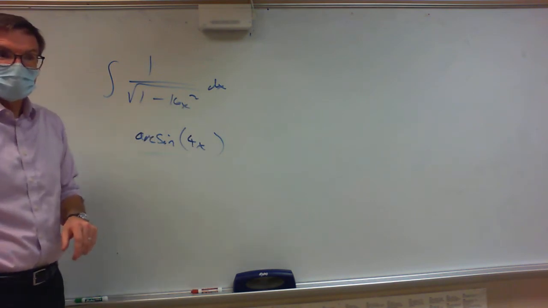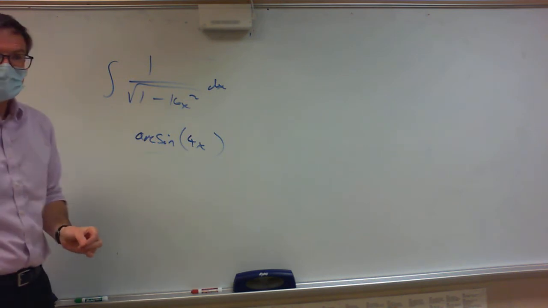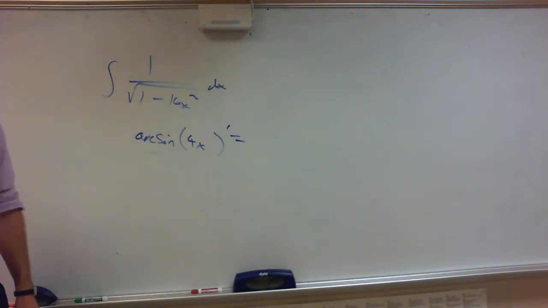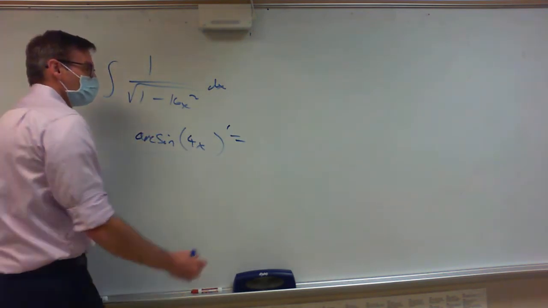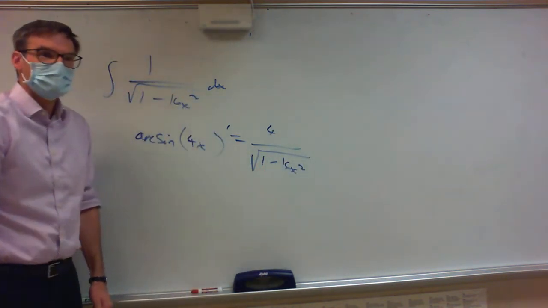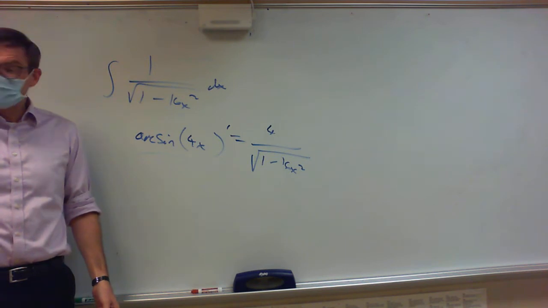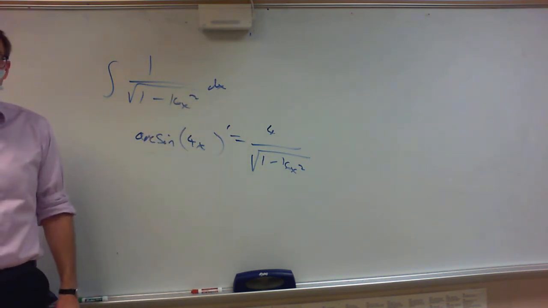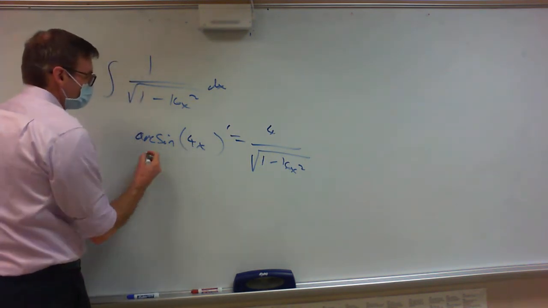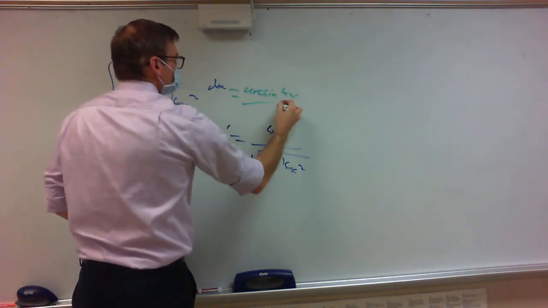See how that's going to give me the bottom? And this is why knowing how to take the derivative easily is huge. So what's the derivative of this? 4 over the square root. Everybody okay? That's the derivative. How close is this to this? Pretty close. What do you have to do? Divide by 4. So my answer is going to be arc sine of 4x all over 4 plus c.